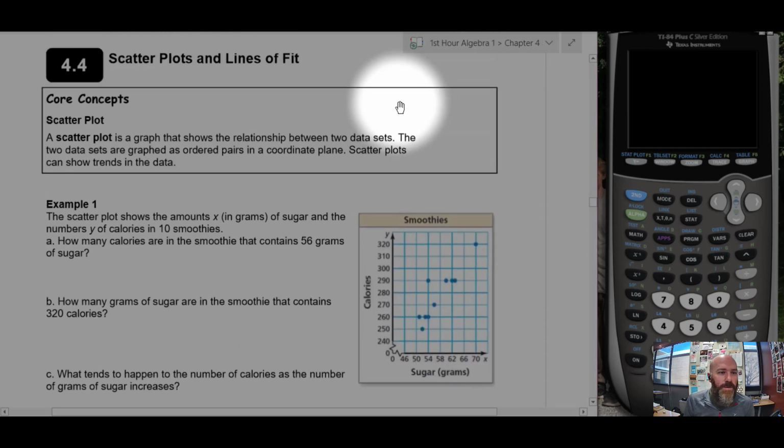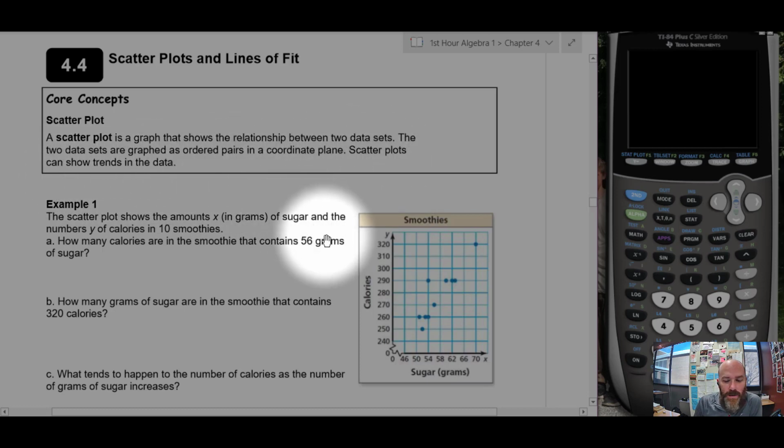All right, so we are going to do 4.4, which is scatter plots and lines of fit. A scatter plot is a graph that shows the relationship between two data sets. The two data sets are graphed as ordered pairs in a coordinate plane. Scatter plots can show trends in the data. So this is like real raw data, and we just plot it, and we can then have a visual of it, and we can see if there's patterns and stuff.